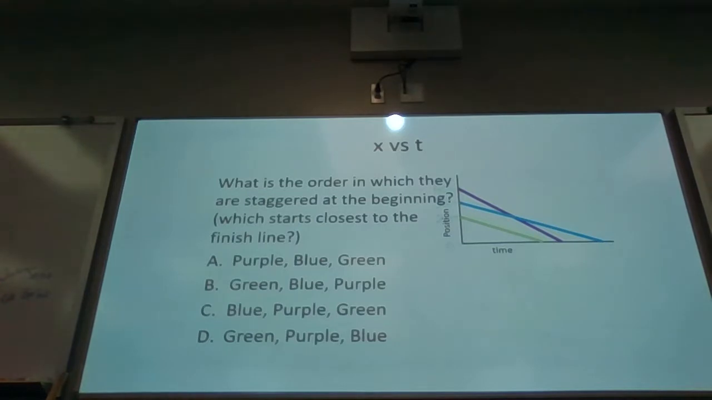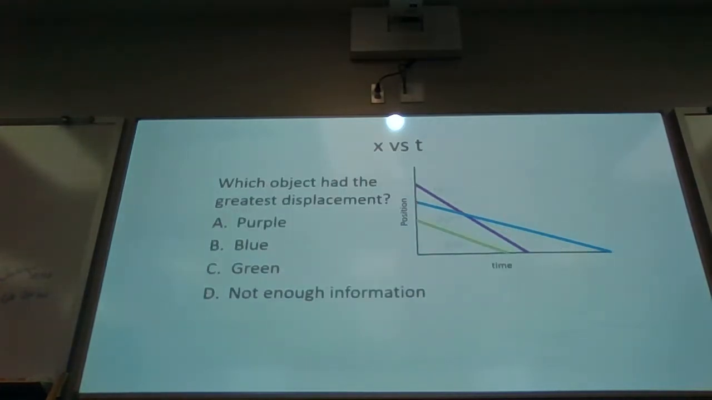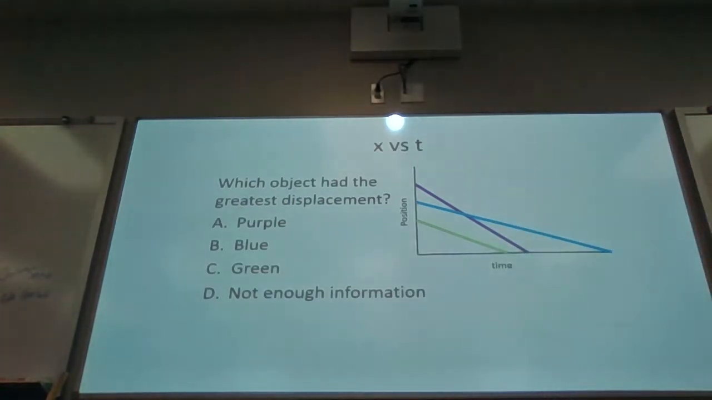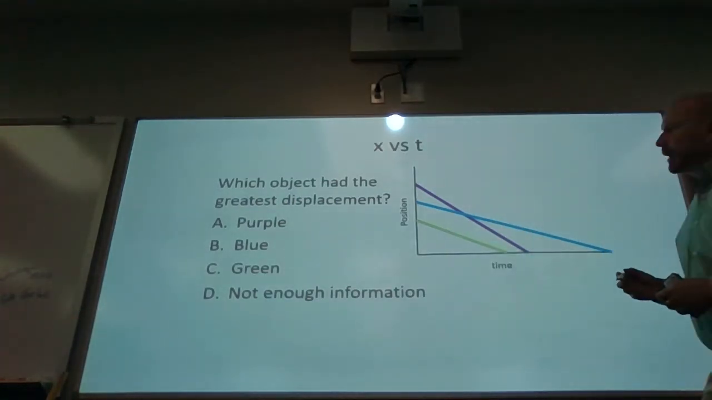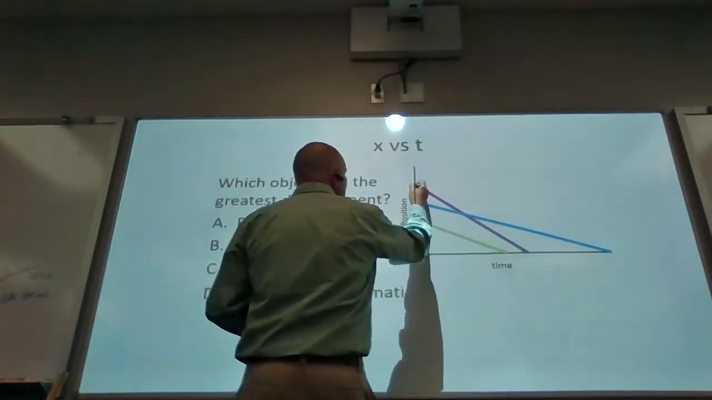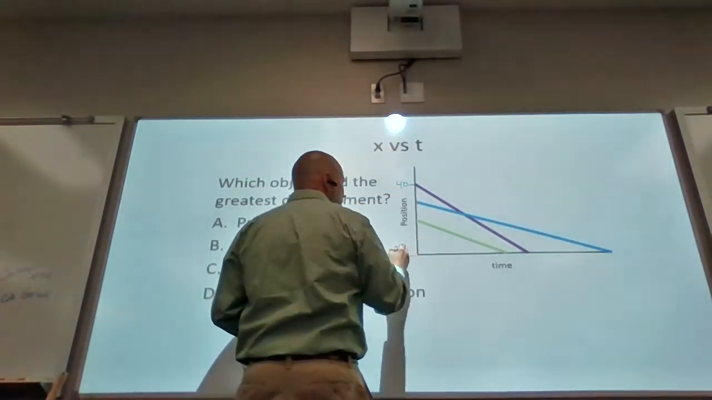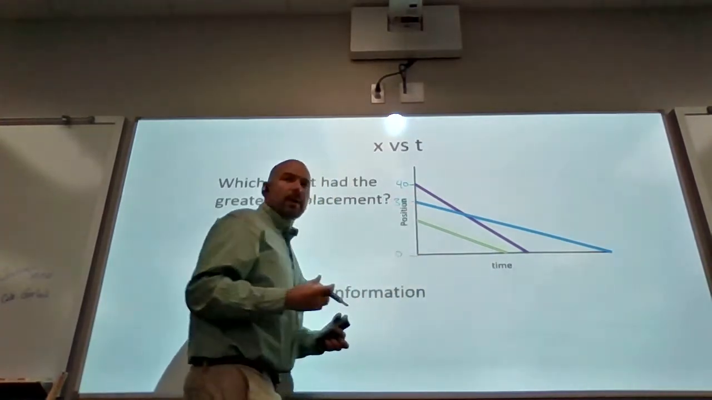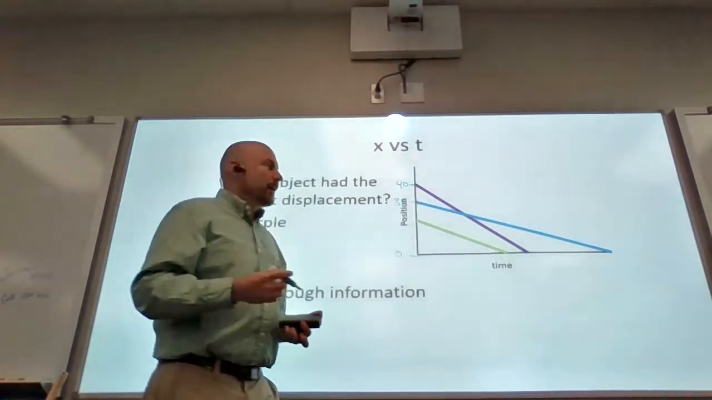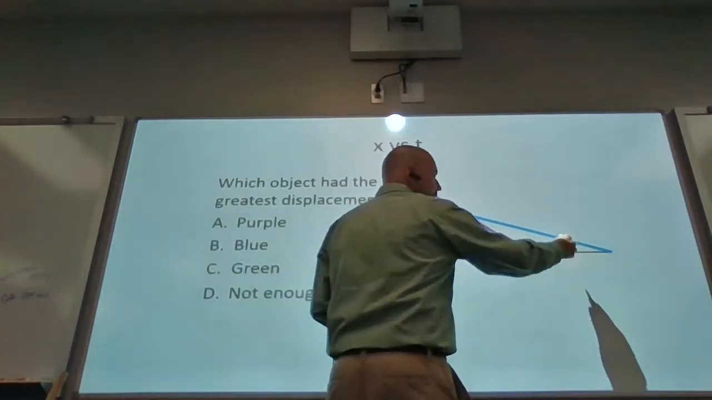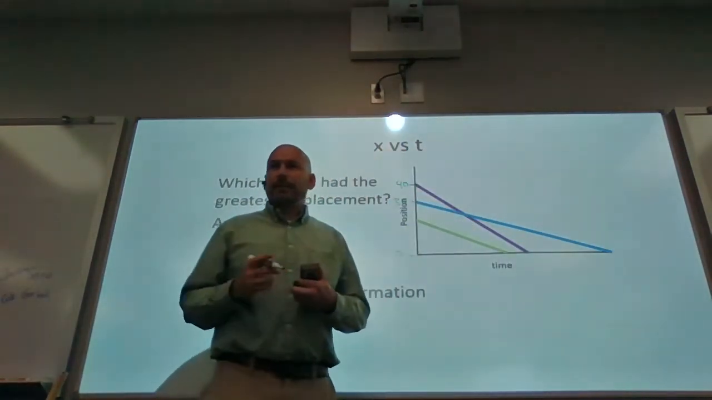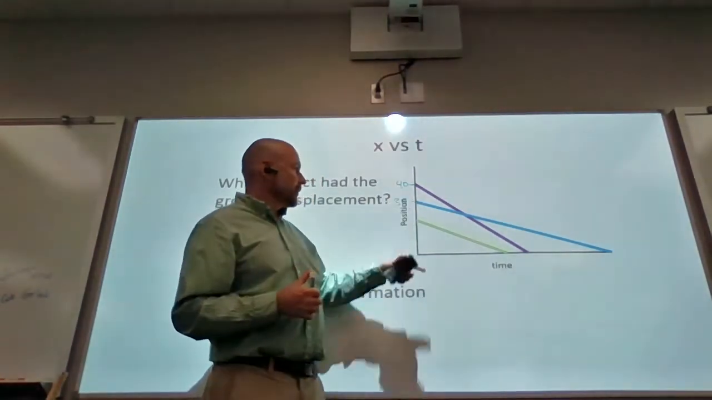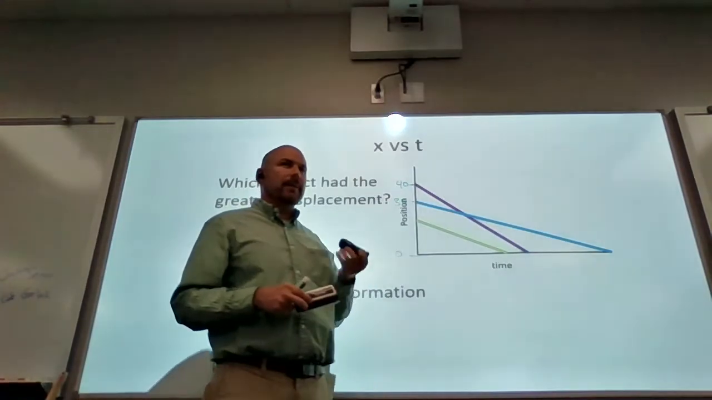Okay. And then which one has the greatest displacement? Pause. Correct answer is purple has the greatest displacement. It started at the 40 and went to the 0, versus the blue started at the 30 and went to the 0. Why is the blue line longer? It's because it took more time to get there. It's not the fact that it had greater displacement, it just took a longer period of time.